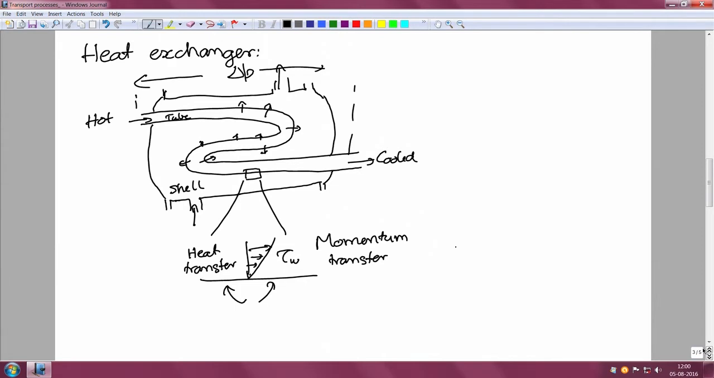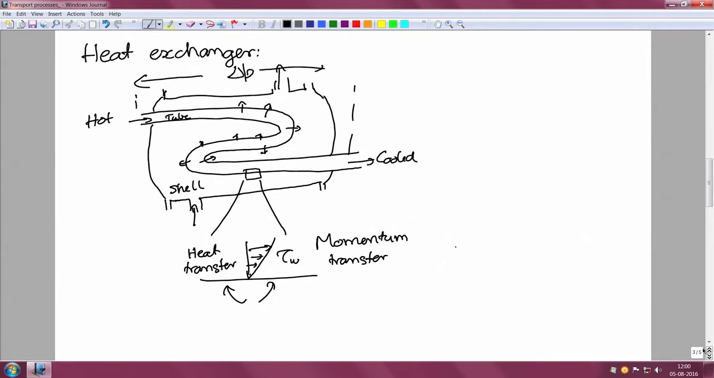Of course, momentum transfer is also important, because you need to determine what will be the flow rate for a given pressure drop, and that will depend upon the velocity, the viscosity and the density of the fluid. So, basically you have a large number of parameters which determine ultimately how this transfer takes place.